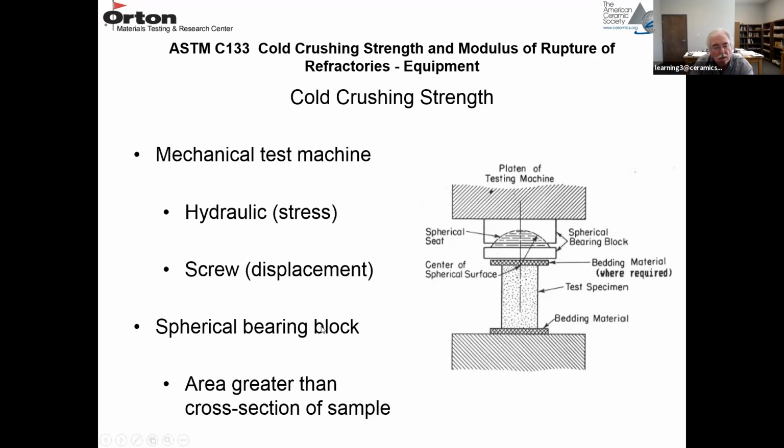You need a spherical loading block, which has to have an area greater than the cross section of the sample. So here are your loading blocks in your test machine. Here's your sample. Because the samples are generally just diamond cut, you're using a bedding material to provide a uniform load to the sample. And then you have a spherical loading block, which makes it a more uniform load in case the surfaces aren't exactly parallel. It conforms to the sample dimensions.